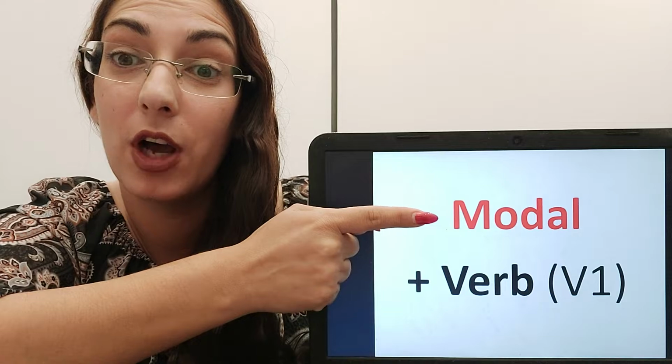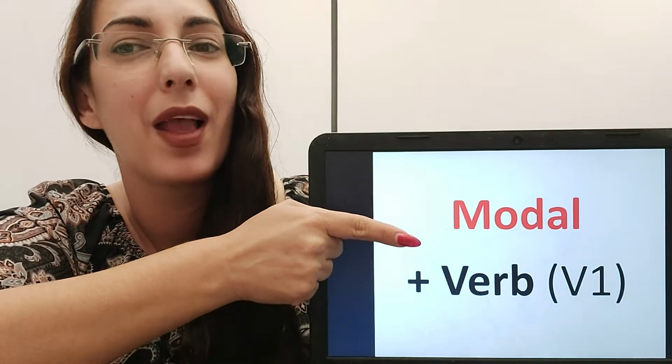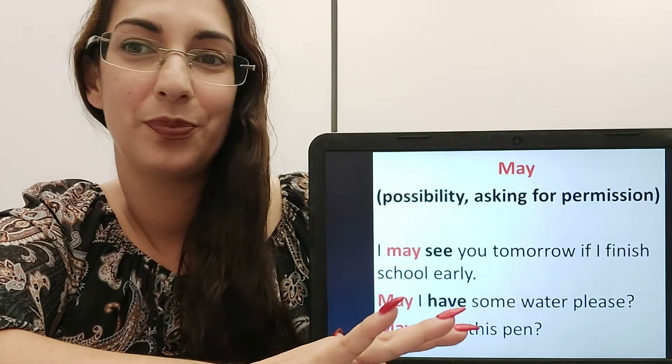First of all, a modal verb is always followed by an infinitive verb, a verb in V1 form. Let's have a look at some examples.